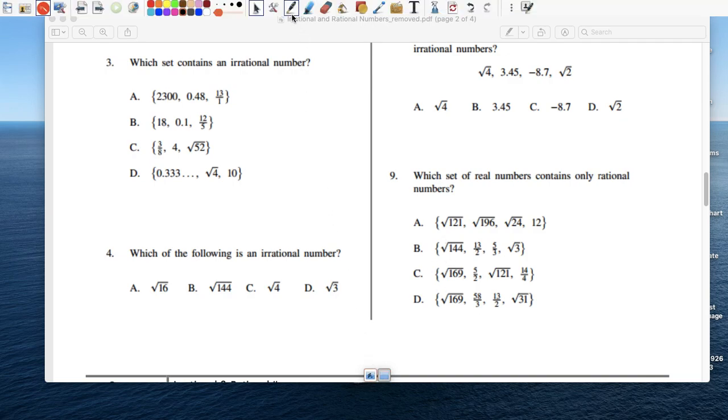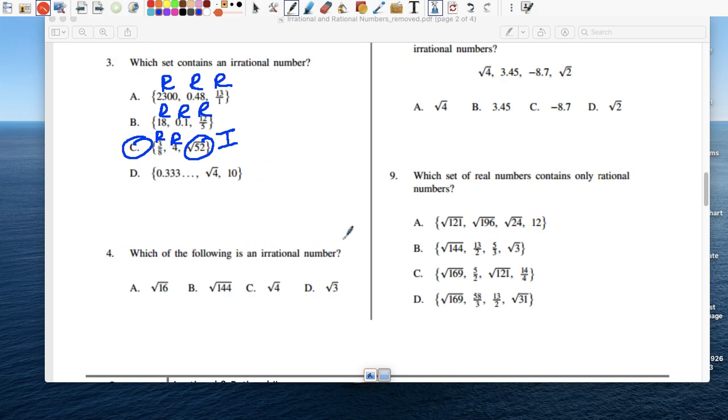Which, I think we have to do 3. Which one only contains irrational numbers? Right off the bat, A is not it, because 2,300 is rational, so that's gone. 18 is rational, so that's gone. 3/8 is rational, so that's gone. I want everything to be irrational. Oh, sorry, I read the question incorrectly. Which of these groups have an irrational number in between? Well, this is rational, this is rational, this is rational. Rational, rational, rational. So now this is rational, but square root of 52 is irrational. So C would be my answer.